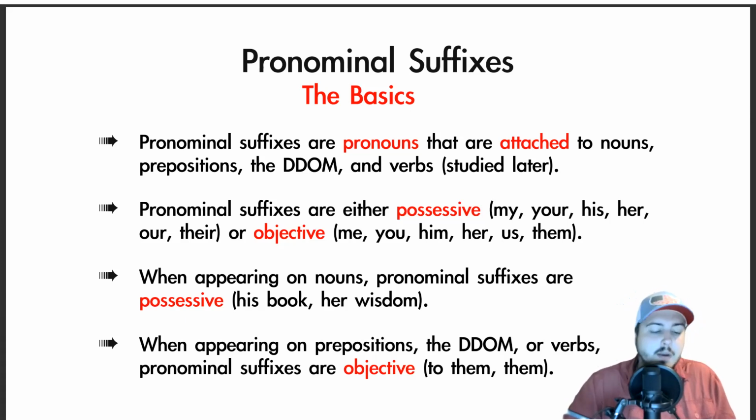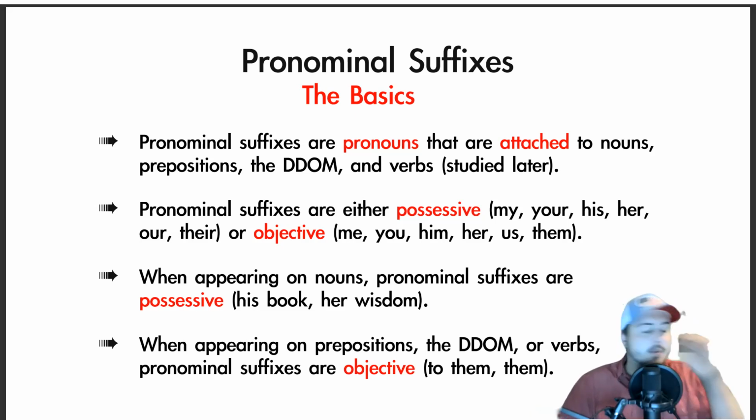So you have your independent personal pronouns on page 54. Well, we're going to add some more pronouns to our list of pronouns and the way they function, beginning on page 70. So pronominal suffixes are pronouns that are attached to nouns, prepositions, the direct object marker, and verbs. Okay, we'll cover that at the end of this chapter. So pronominal suffixes are attached to all those different things. They're pretty common in Hebrew. They can be kind of difficult at first.